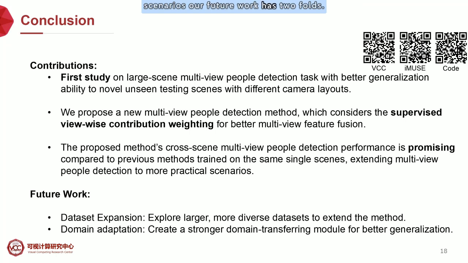Our future work has 2 folds. The first is dataset expansion, meaning that we will explore larger, more diverse datasets to extend the method. The second is domain adaptation. We will create a stronger domain transferring module for better generalization.